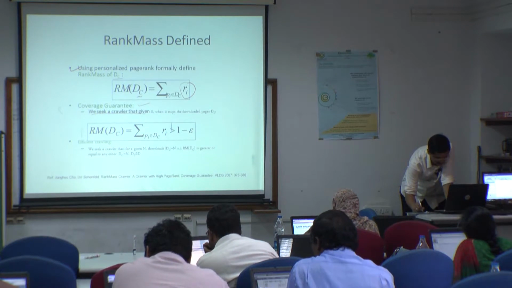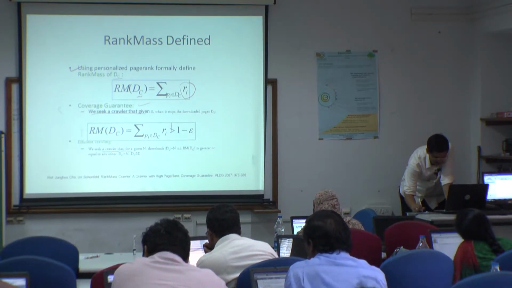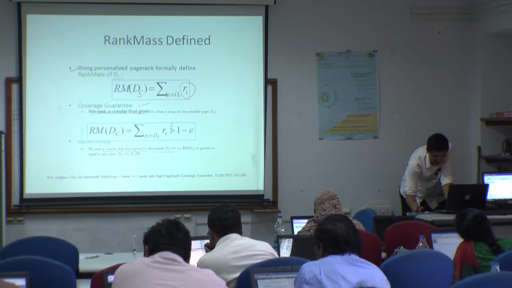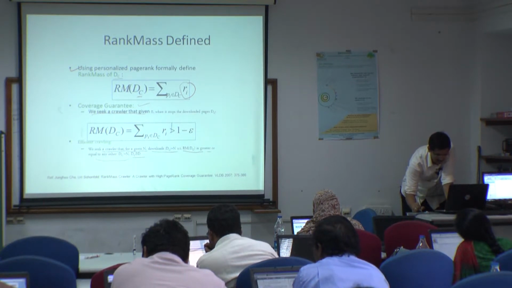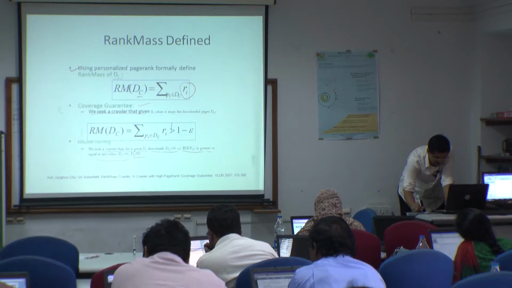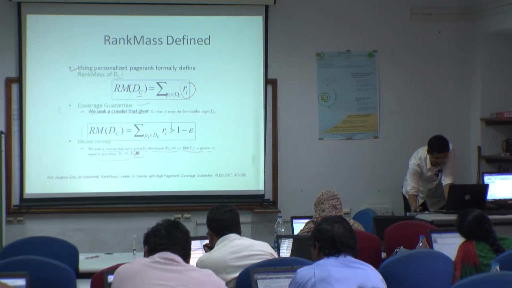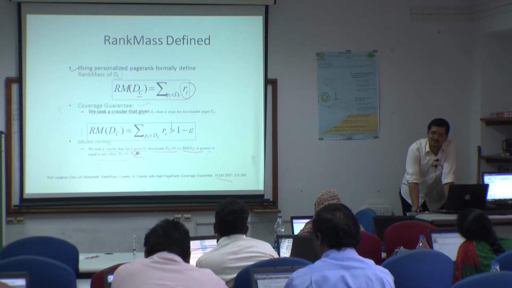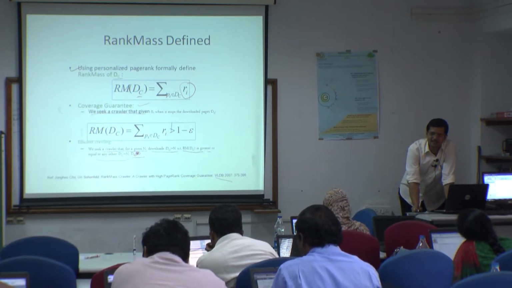It is already discussed here that we seek a crawler that, for a given n, downloads D_C = n, where the rank mass of D_C is greater than or equal to that of any other D_C = n. Here D_C is a member of the document set D. Actually this paper was accepted in VLDB 2007, so I covered this concept from that paper. VLDB is an A+ grade conference.